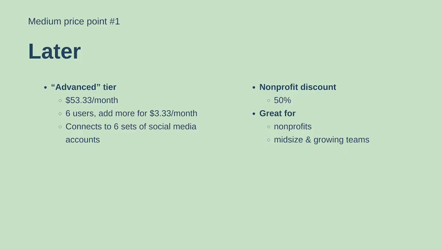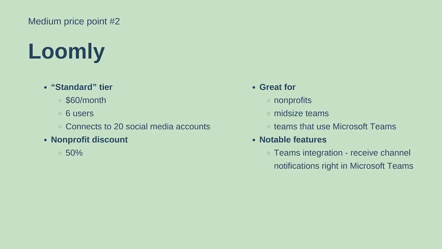Okay, so now I'll cover a few tools in the medium price range. Really, these are the same tools I've already touched on, but just at higher tiers to grant you more users, features, and functionality. Later's advanced tier comes in at $53.33 per month, giving you 6 users and 6 sets of social media accounts. This is the plan that they recommend for growing teams, as additional users can be added for $3.33 per month. Loomly offers their standard tier at $60 per month for 6 users and 20 social media accounts.